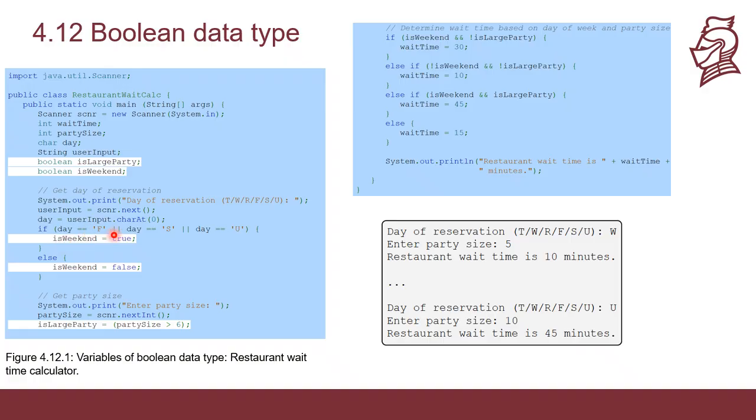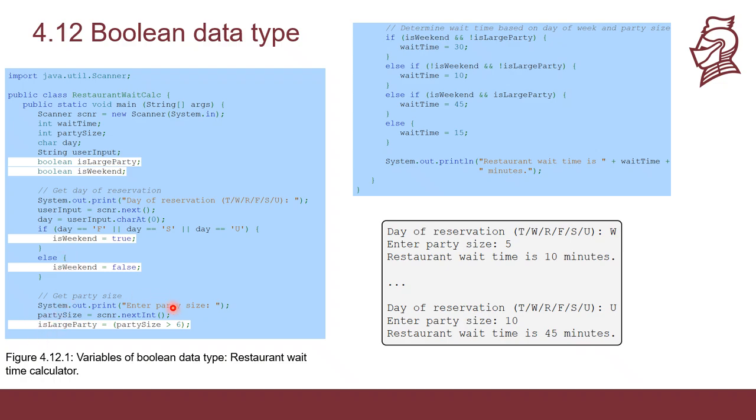So here's an if statement. If day equals F, day equals S, or day equals U, is weekend equals true. So we've defined the weekend there, right? Otherwise, is weekend equals false. So we can check and see if it's the weekend, and then save that value as a Boolean variable, true or false.